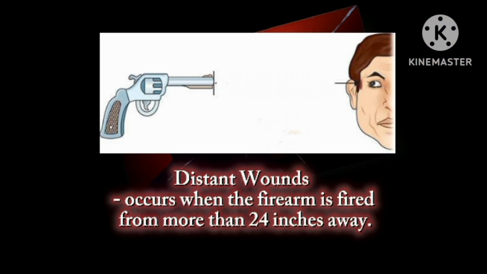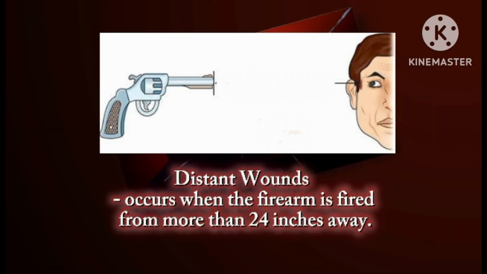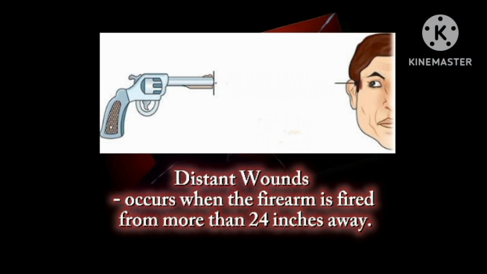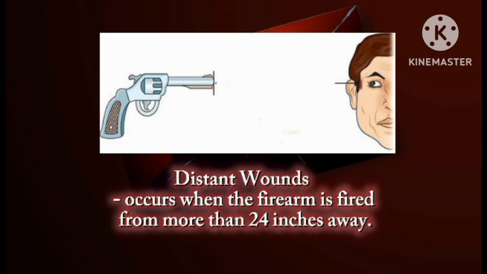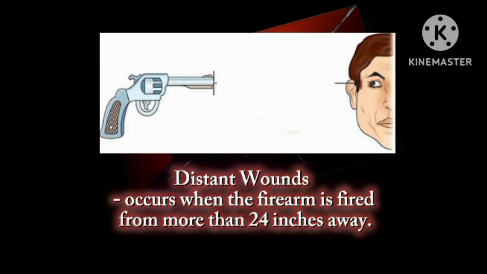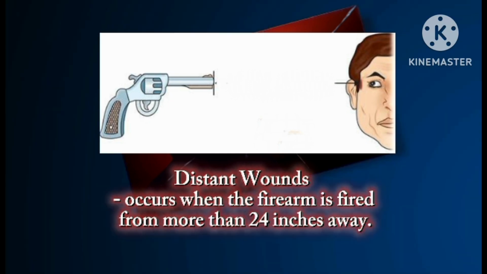Lastly is distant wounds. It occurs when the firearm is fired from more than 24 inches away. No soot, no stippling, only a thin entrance hole, usually round or oval. Abrasion collar may be present around the entry point.